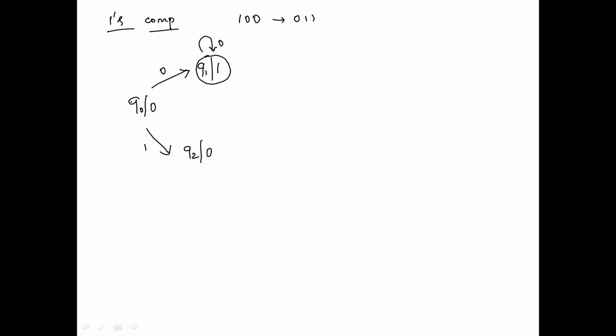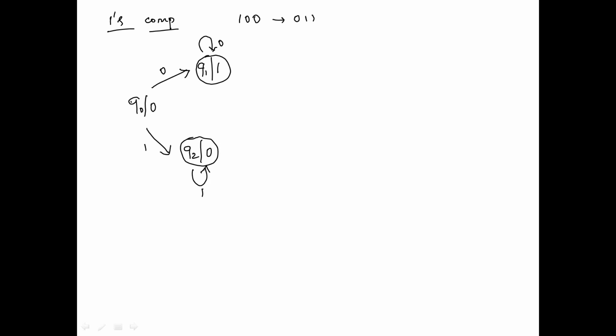Similarly for Q2, I will self loop on a 1. When I land at Q2 by seeing a 1, Q2 should emit a 0 as output. So, we have handled both 0 and 1 for Q naught and Q2.